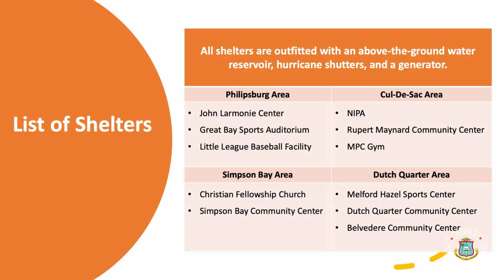Dutch Quarter area, we have Menfield Hazel Sports Center, Dutch Quarter Community Center, and Belvedere Community Center. And for over the hill, we have Simpson Bay area, Cole Bay. They will use the Christian Fellowship Church and Simpson Bay Community Center.